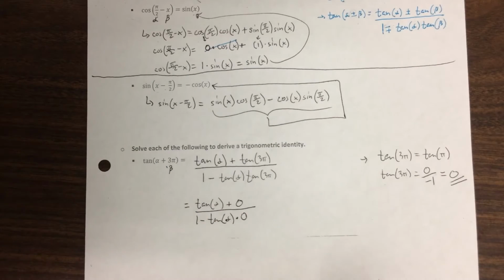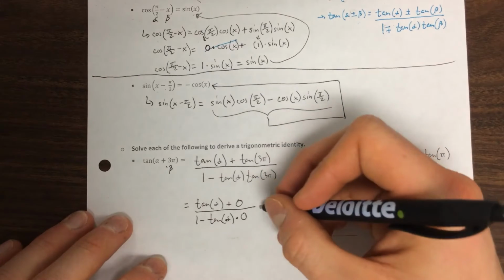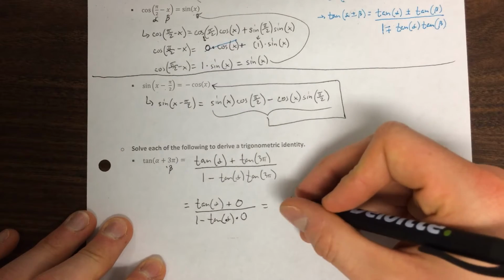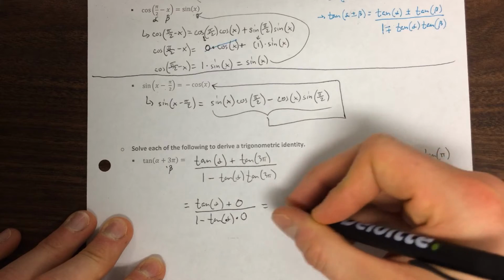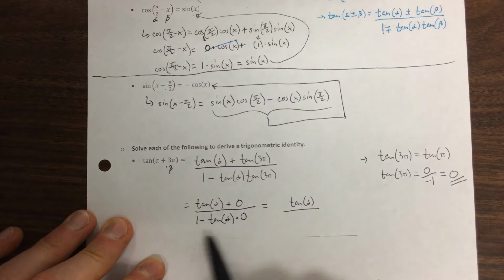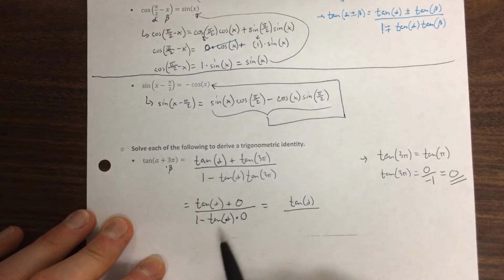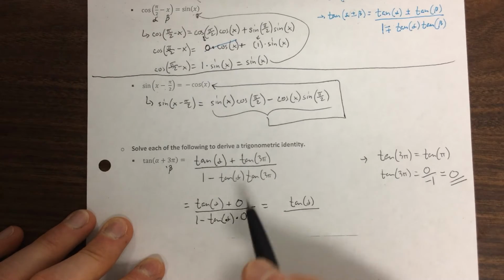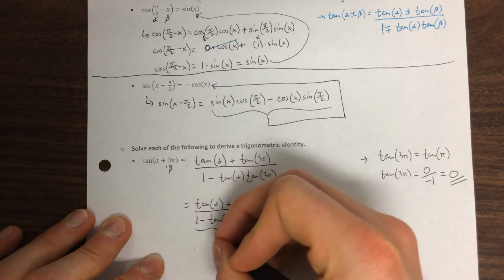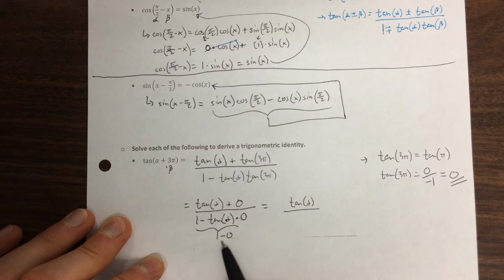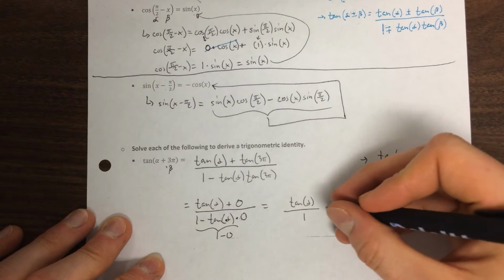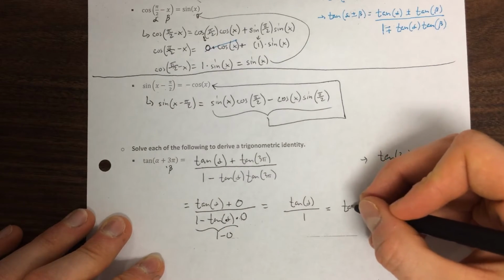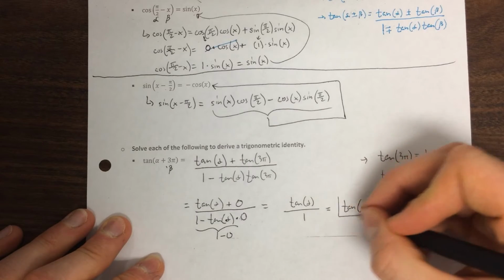Now from here what we can do is say tangent of alpha plus 0, that's tangent of alpha. Here in our denominator we use PEMDAS. So before we can subtract, we have to multiply. Tangent of alpha times 0, this would become 1 minus 0. 1 minus 0 is 1. And we get tangent alpha.